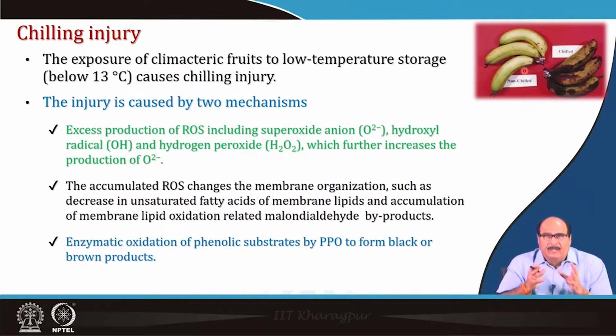Chilling injury is another major problem, as I told you, in important fruit like banana. This is the exposure of climacteric fruit, especially banana, to low temperature storage, below 13 degrees. The recommended temperature for the storage of banana is around 12 to 13 degrees Celsius. If it is stored below that, you see here blackening of the peel of the banana has taken place, which is called chilling injury.